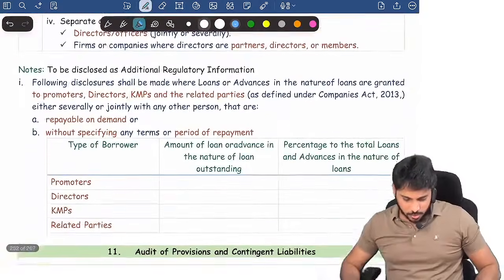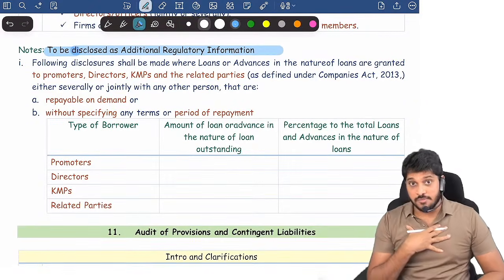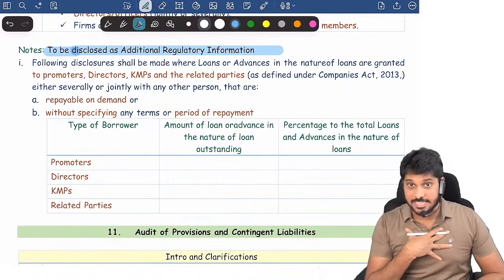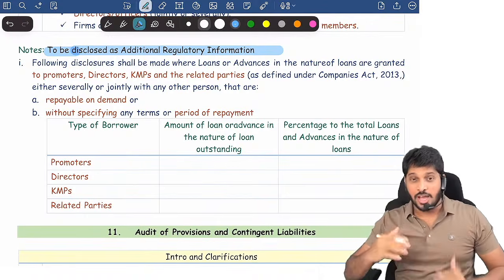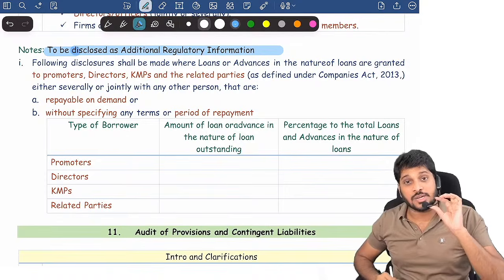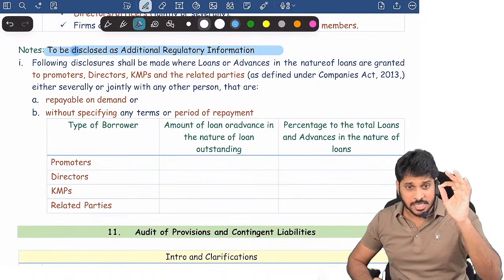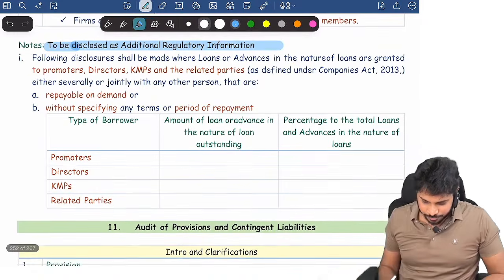So loans and advances, yes, again under loans and advances given by the company. Now this is again an asset item, like the PPE and intangible asset items, for which we saw additional regulatory information. Now a company has given a loan to somebody, or given an advance to somebody. Here also some additional regulatory information has to be given. What do they need to give?